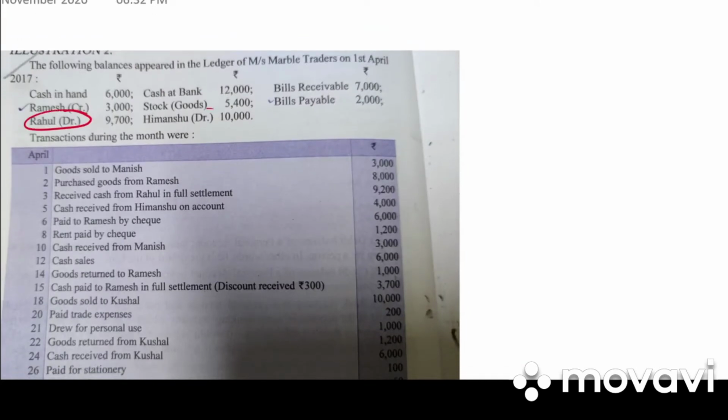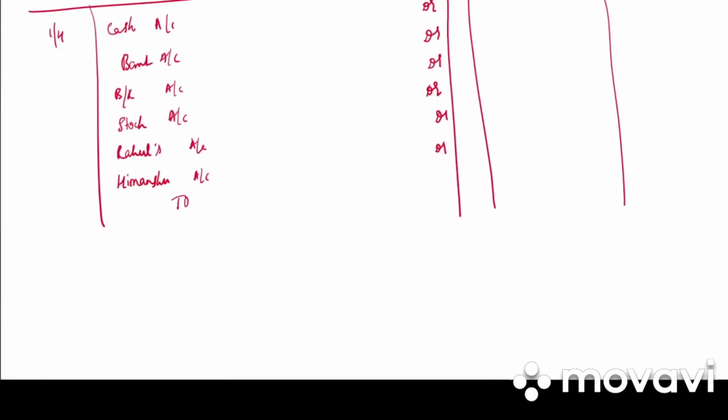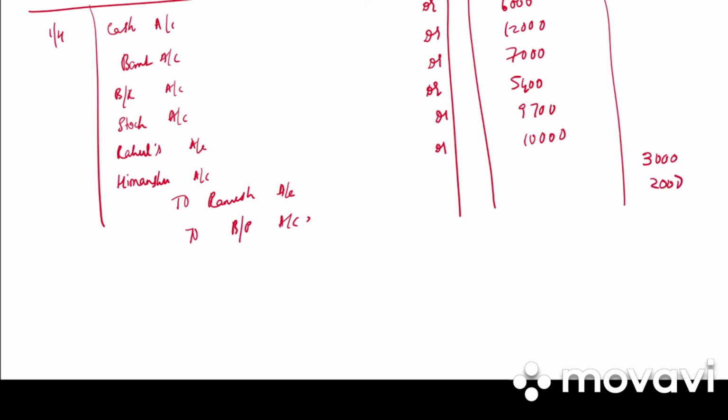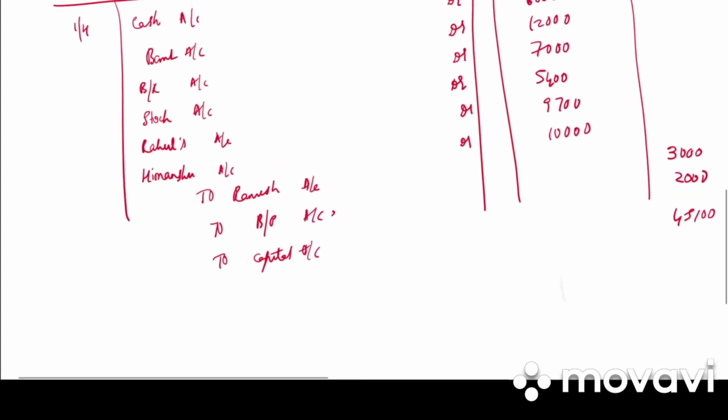they have given Rahul is debit, Himanshu is debit, Ramesh is credit, so it would be credited to Ramesh account, to bills payable account. So what is the amount? 6,000 cash, 12,000 bank, 7,000, 5,400, 9,700, 10,000. Ramesh is 3,000, 2,000. So the balancing figure would be to capital account 45,100.